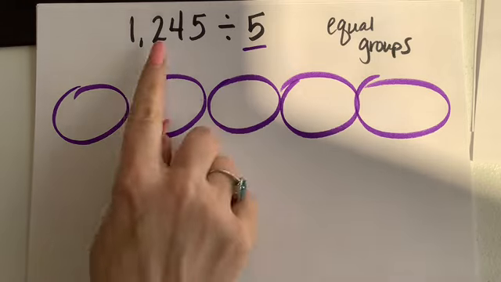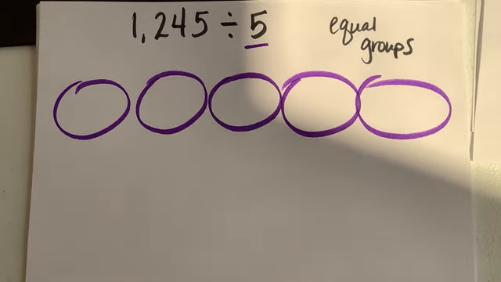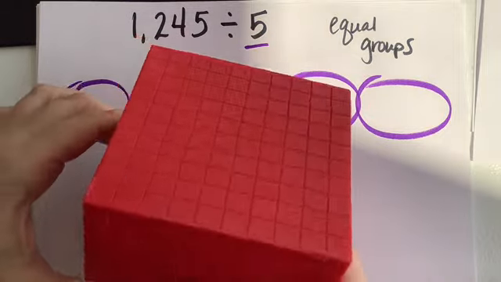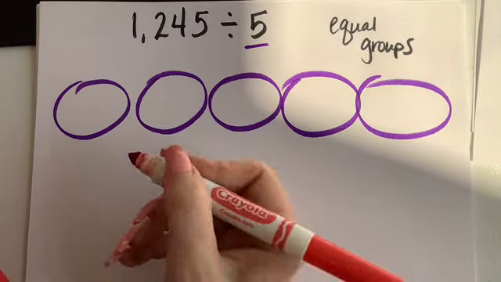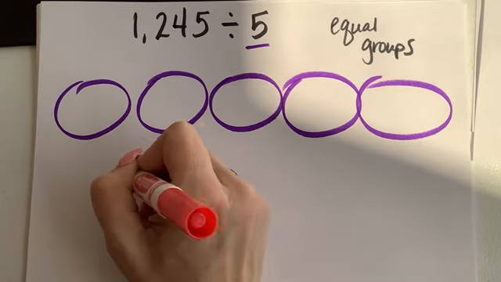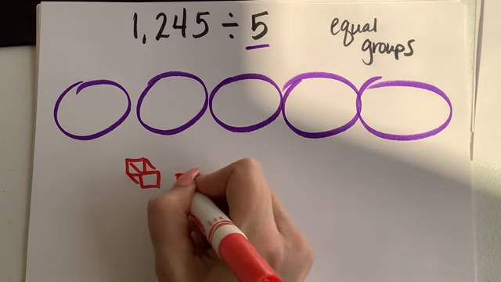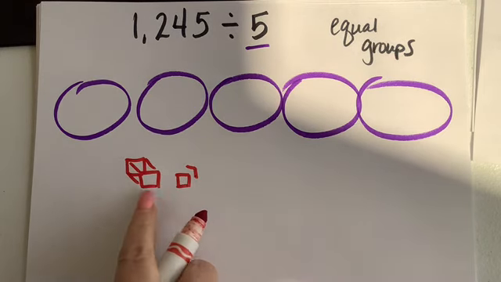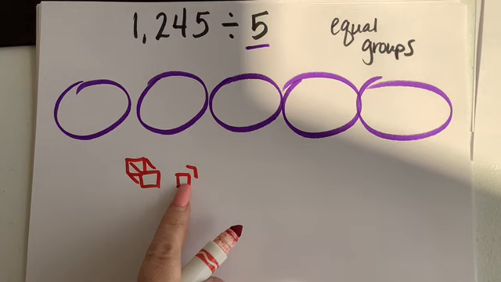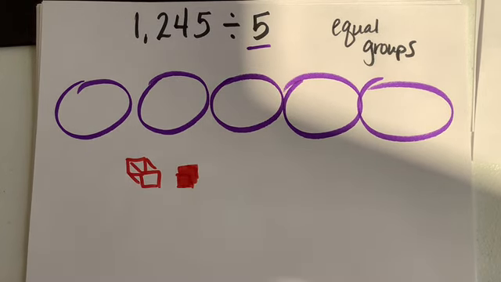Now, we need to draw our first number using our base 10 blocks. So, to start out with, we have this 1,000. So, I'm going to draw my 1,000. Now, this is one way you can draw it. If you want to draw it like that, you can draw it like that too. You don't have to make a cube. I'm going to mark that out for right now.